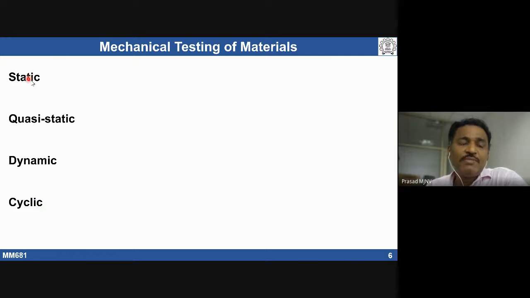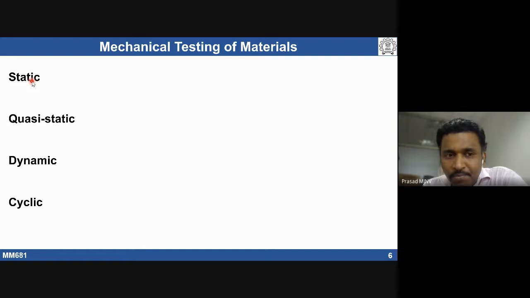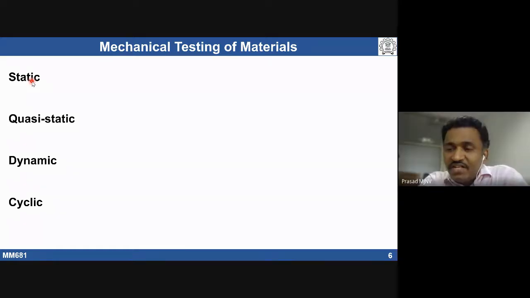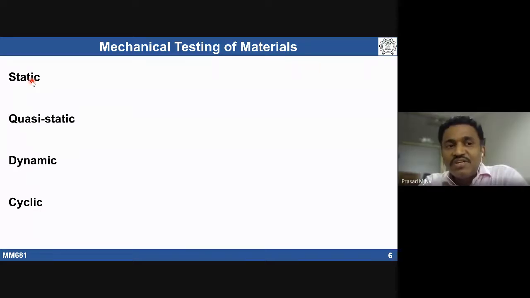Can anybody say some examples for static testing? Static means a very slow rate of deformation. Hardness testing? No, hardness is not very slow. It is a quasi static condition that we do.